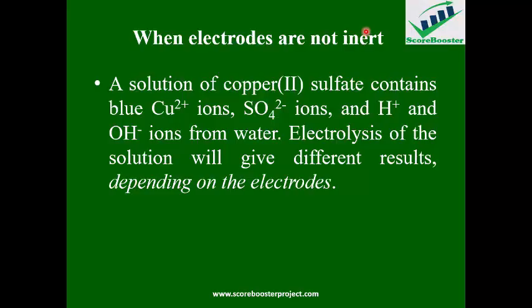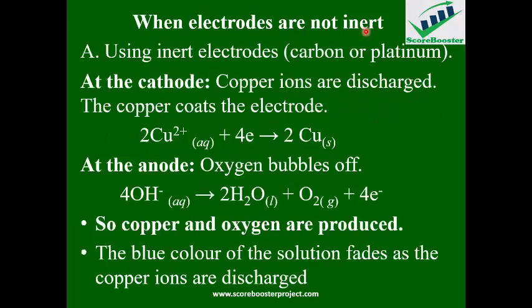The solution of copper sulfate contains blue copper 2 ions, sulfate ions, hydrogen ions, and hydroxide ions from water. Electrolysis of the solution will give different results depending on the electrode. So let us look at both cases, when we have inert electrodes and when we don't have inert electrodes. The first time when we have inert electrode, let's say carbon or platinum electrodes.